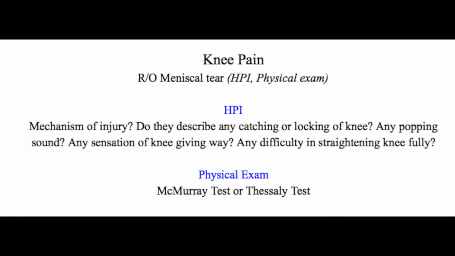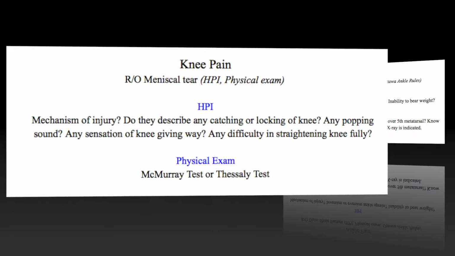During the physical exam, you can perform one of these special tests, the McMurray test or the Thessaly test.